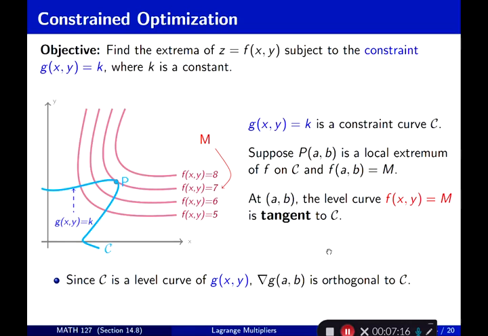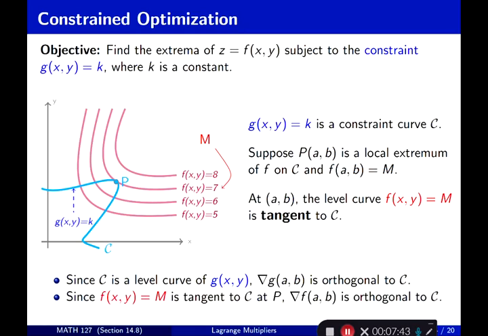So what happens at the point of absolute min or absolute extremas is that C is a level curve of g of x and y. Therefore, the gradient of g at A and B is orthogonal to C. Also, f of x and y equal to M is tangent to C at P, so the gradient of f at A and B is orthogonal to C.